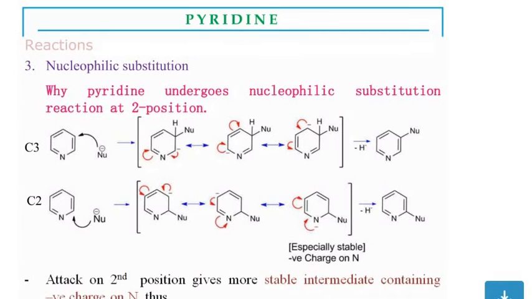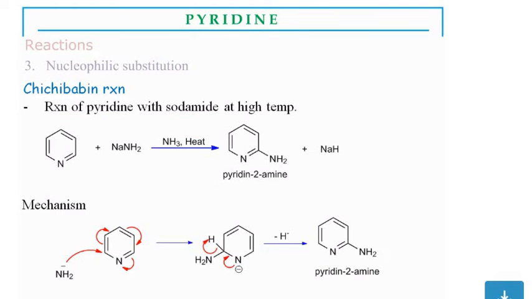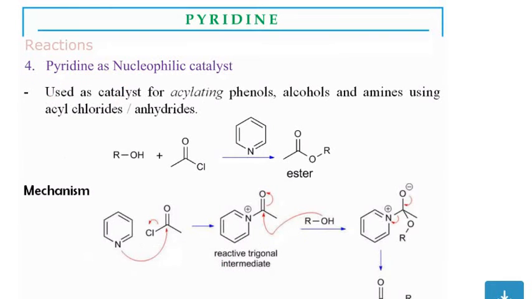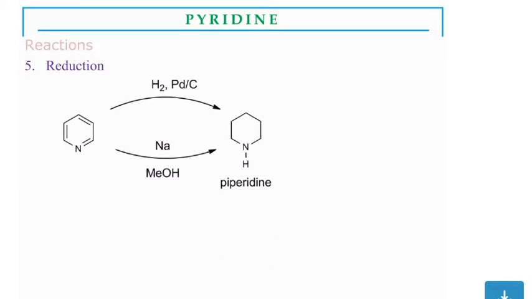Now you can see nucleophilic substitutions at the 3 position and 2 position. So especially stable at the 2 position. So attack on the carbon 2 position gives a more stable intermediate. A reaction of pyridine with sodamide at high temperature. This reaction is the Chichibabin reaction. You can see the mechanism. Pyridine as nucleophilic catalyst, you can see the formation of ester and then formation of piperidine after reduction of the double bond.